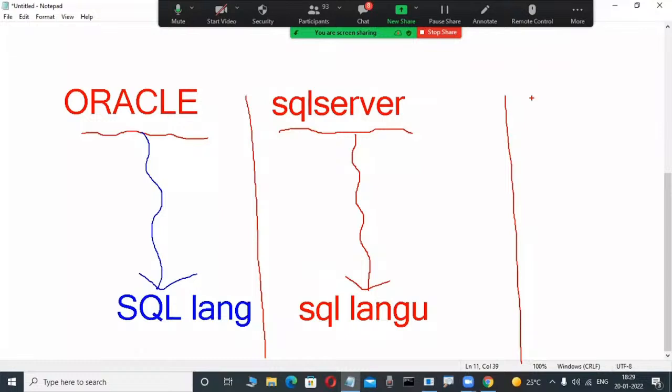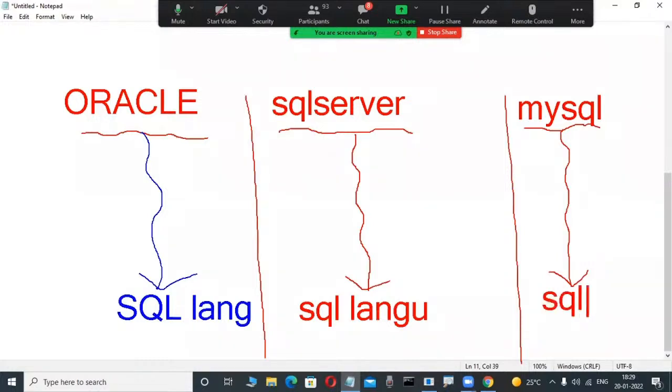Again, many people in my company are using MySQL. MySQL is also a relational database product, and it is open source. Some employees are working on the MySQL product, operating the MySQL database, and they are using SQL as a language as well. So the SQL language is a universal language.